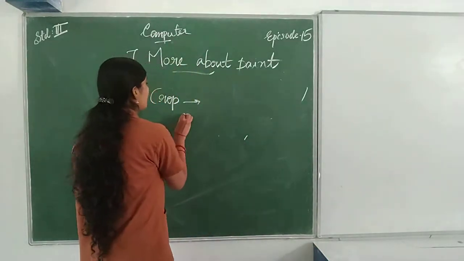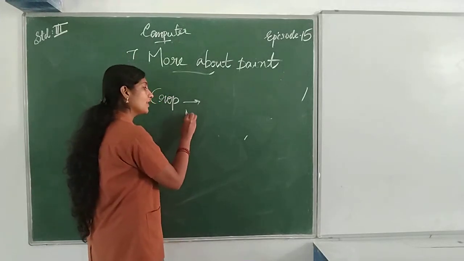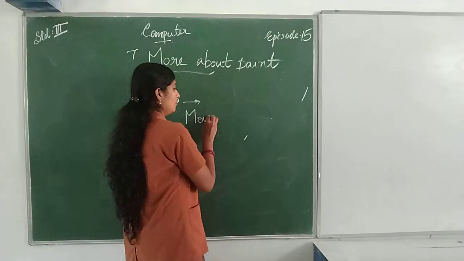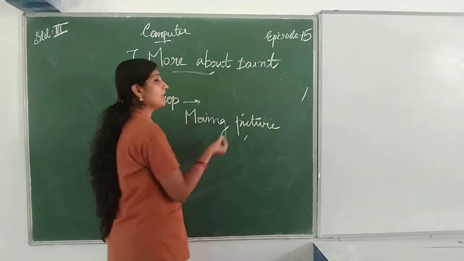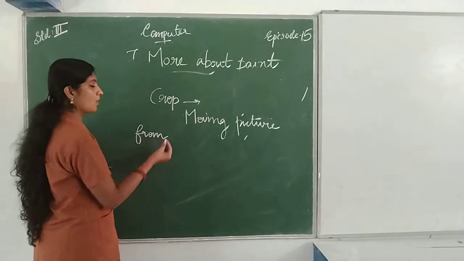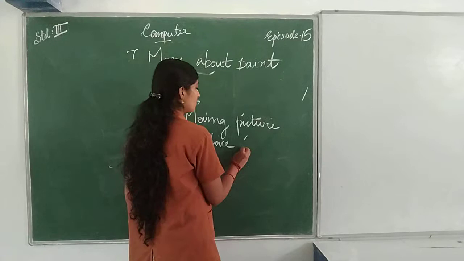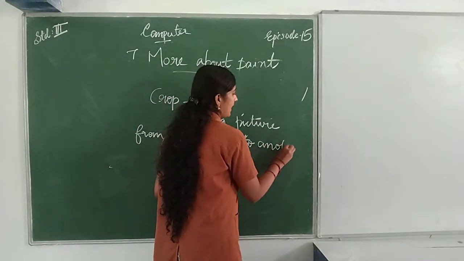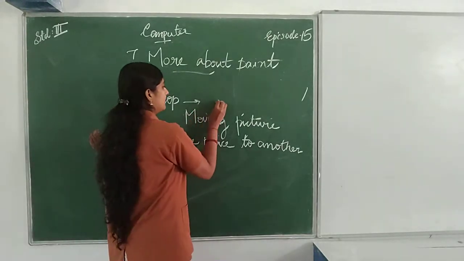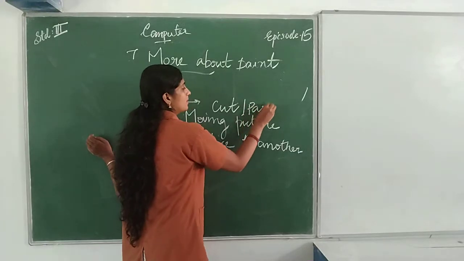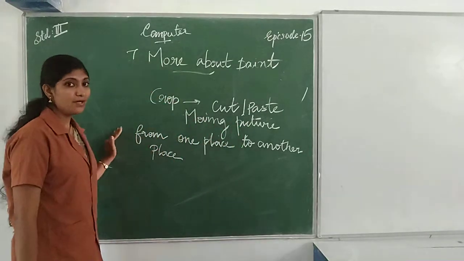Then what do you mean by the cut option? We can move the picture from one place to another. So that's the use of the cut option. Cut option means moving a picture from one place to another. Moving, M-O-V-I-N-G, picture, P-I-C-T-U-R-E, from one place to another place. So that is the use of the cut option. Once again, cut, paste: cut or paste is the option used to move a portion of a picture or the whole picture from one place to another.